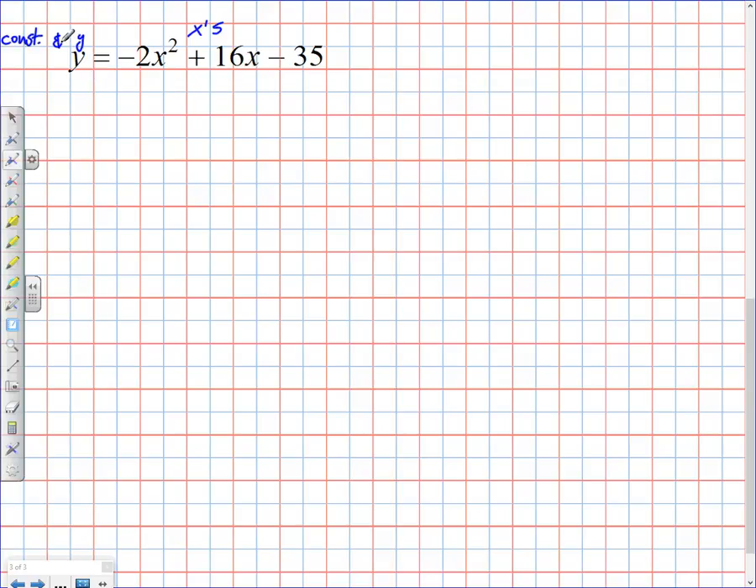On the left side, I need the constants or y's. This is a y, so this is okay. On the right hand side, I need the x's, all x's. If it's not an x, I need to get rid of it. This has an x. This has an x. This doesn't have an x, so get rid of negative 35. The way I get rid of it is to do the opposite. The opposite of negative 35 is positive 35. Then when you do it to one side, you do it to the other side.